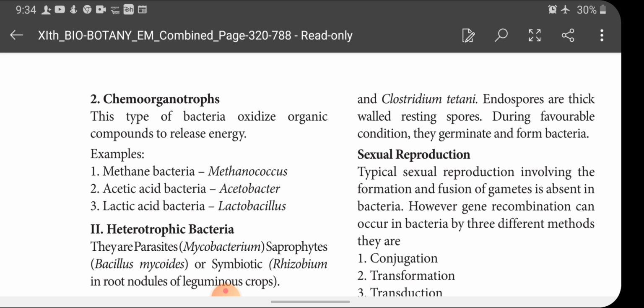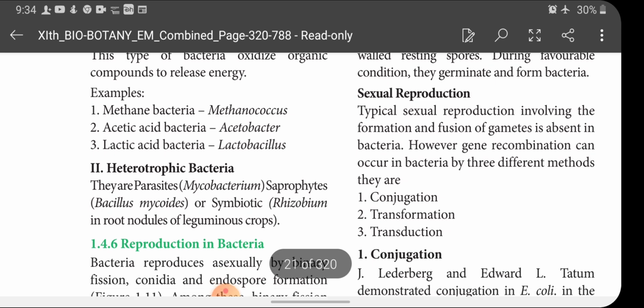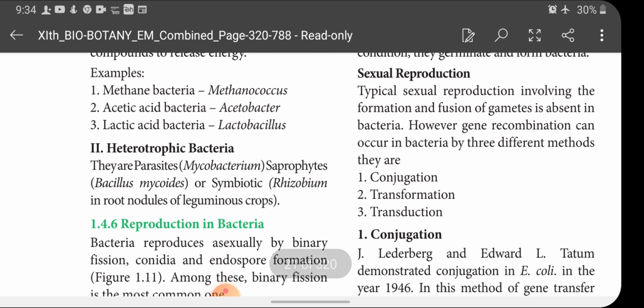Example, methane bacteria, methanococcus, acetic acid bacteria, acetobacter, lactic acid bacteria, lactobacillus. Then heterotrophic bacteria, they are parasites. Example, mycobacterium, saprophytes, example bacillus mycoides, or symbiotic, example rhizobium in root nodules of leguminous crops. Reproduction.